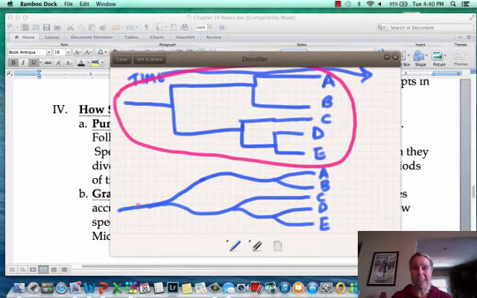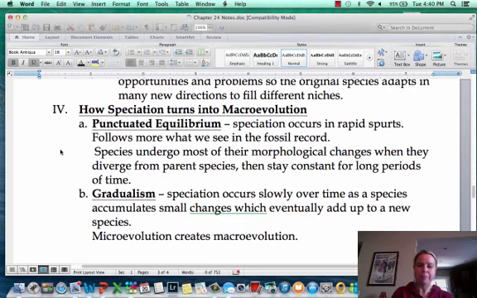What scientists believe happens is gradualism. It's just that a lot of those changes don't get fossilized. So that's the difference between the two of those and how those work.